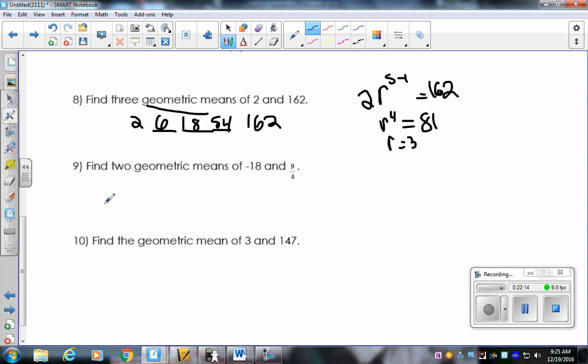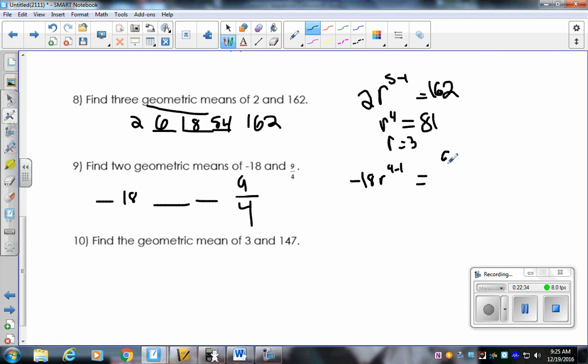All right, so this one's asking me to find 2. So negative 18, 2 blanks, 9/4. Oh no, a fraction. Okay, so we set it up. Negative 18 times r to the 4 minus 1, which is 3, because there's 4 numbers here, equals 9/4.